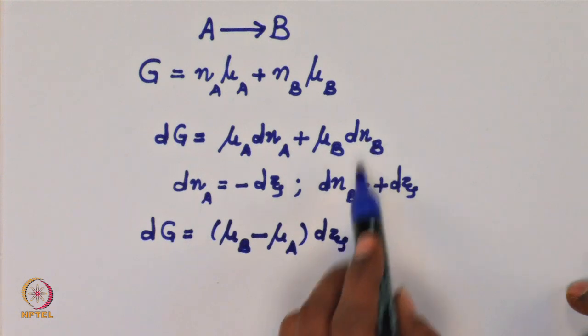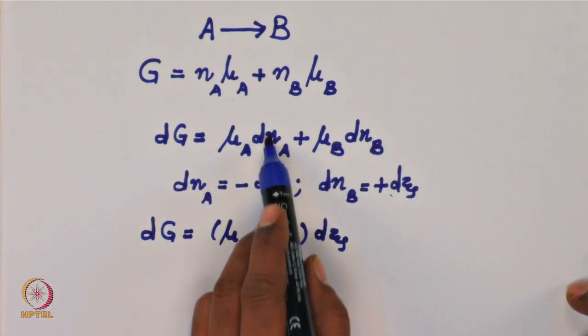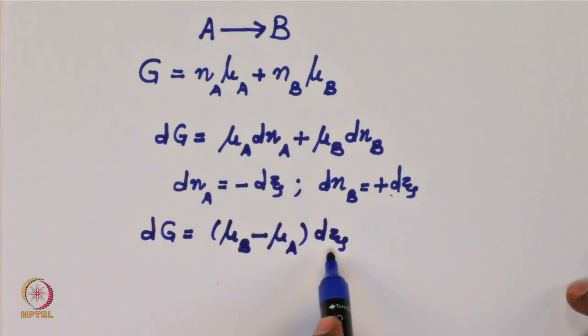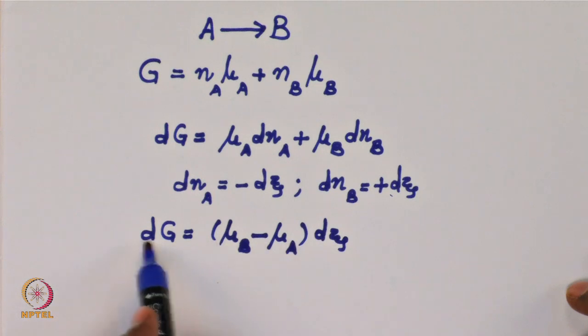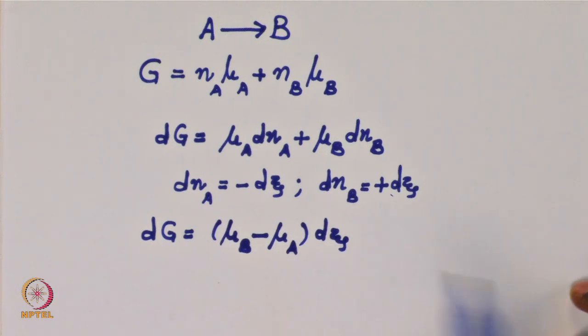because instead of dN_B I will put plus dξ, in place of dN_A I will put minus dξ, and I take dξ outside the bracket, I have this expression. dG is equal to (μ_B minus μ_A) into dξ. Now, let us take a look at the slide.